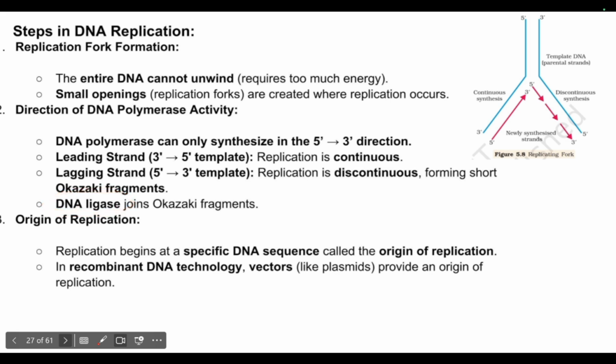The DNA replication always begins at a specific DNA sequence, which is called the origin of replication. No DNA can replicate without an origin of replication. A vector, such as a plasmid, is used in recombinant DNA technology because the vector has an origin of replication. So the vector has an origin of replication, and the main DNA of prokaryotes or eukaryotes also has the origin of replication.